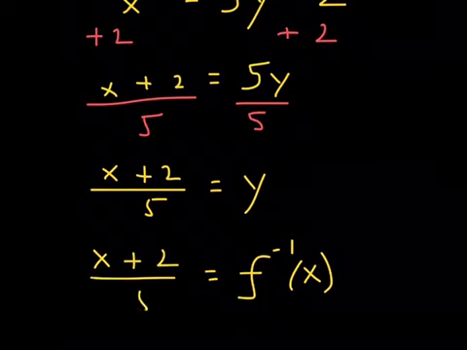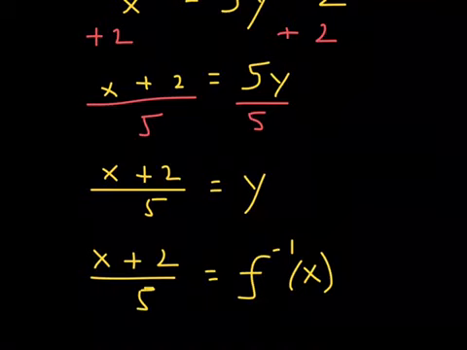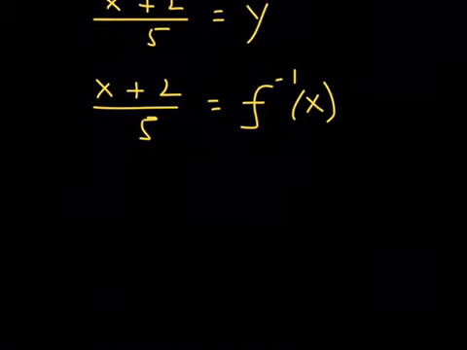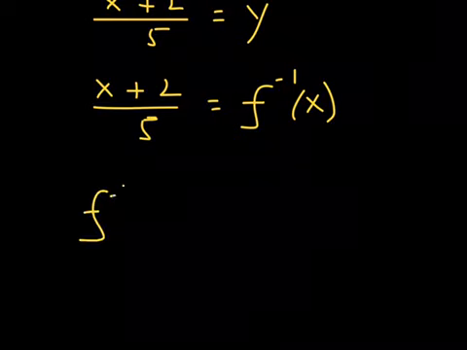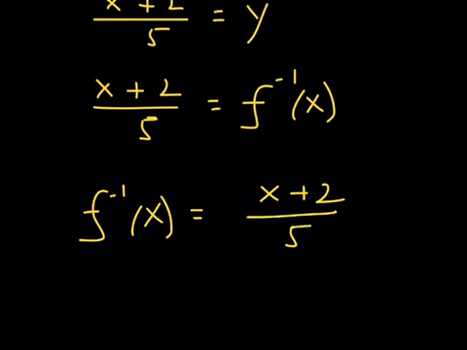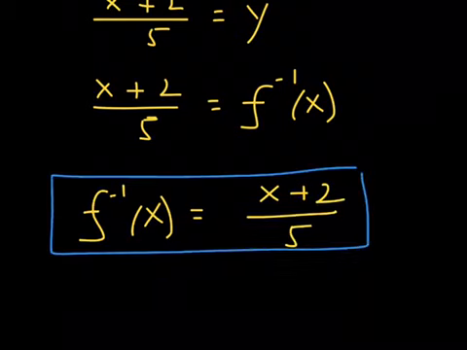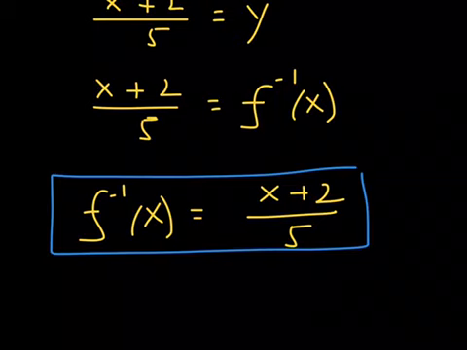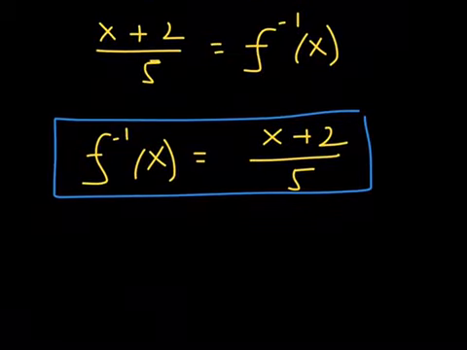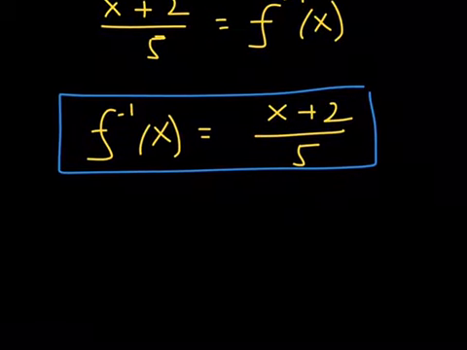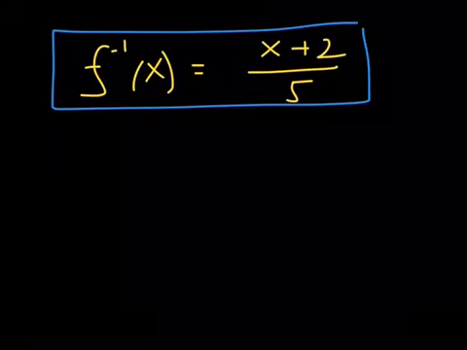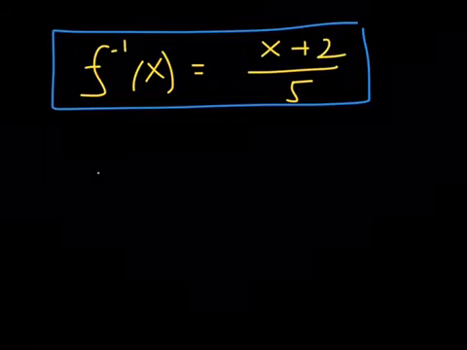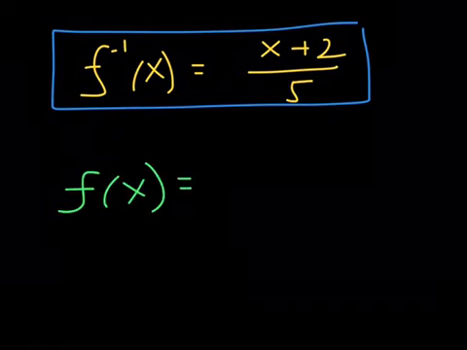I'm not used to reading right to left, so let's write our final answer left to right. So f inverse of x is equal to, this is our final answer, x plus 2 all over 5. This is the inverse of f. Cool? All right. Awesome. I want you to notice something about our two functions. So let me write the original function right beneath our final answer. Our original function was f of x is equal to 5x minus 2.